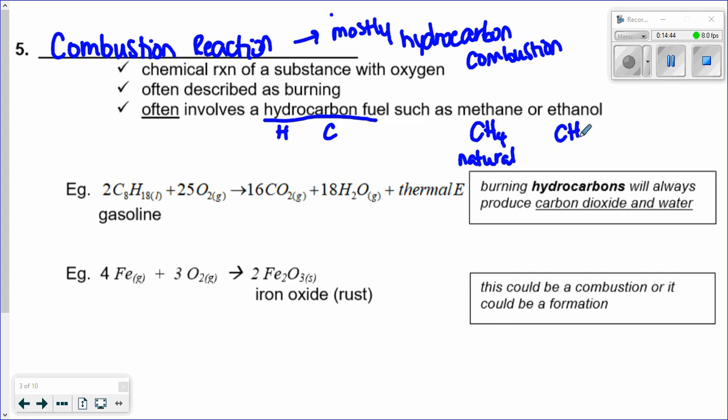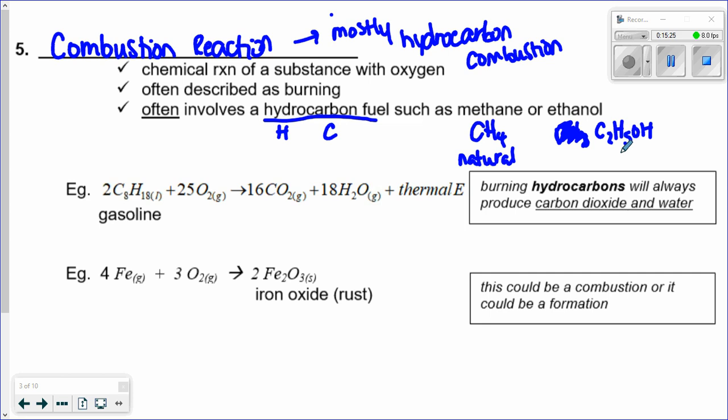Ethanol, CH3, oh no, that's methanol. C2, sorry. Ethanol is C2H5OH, isn't it? Yeah, C2H5OH. I think that's right. Hopefully I'm not messing that up. That's one of the primary additive parts of gasoline. So ethanol blended gasoline, you've probably heard that. I think Shell's a big one that does that.